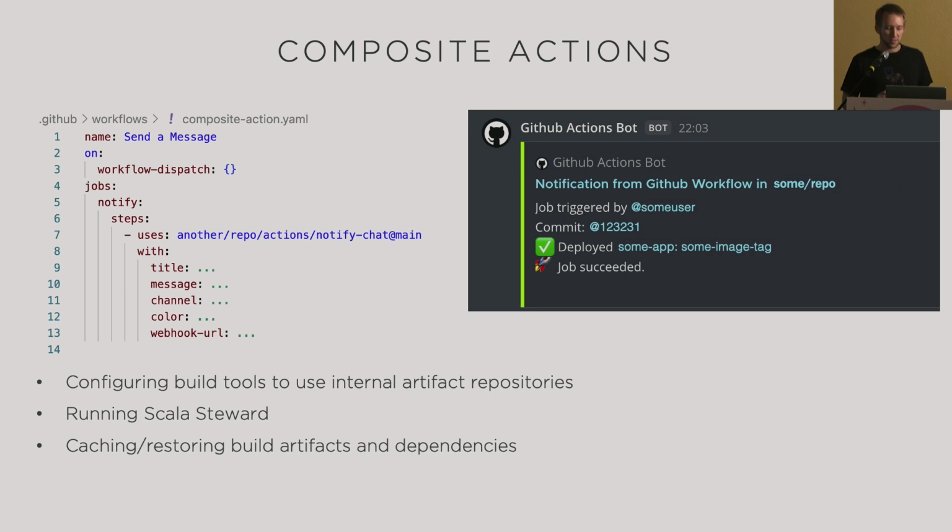We've also used this composite action pattern for configuring our build tools so that they use an internal artifact repo, for running the Scala Steward tool, and for caching and restoring build artifacts and dependencies in our jobs.